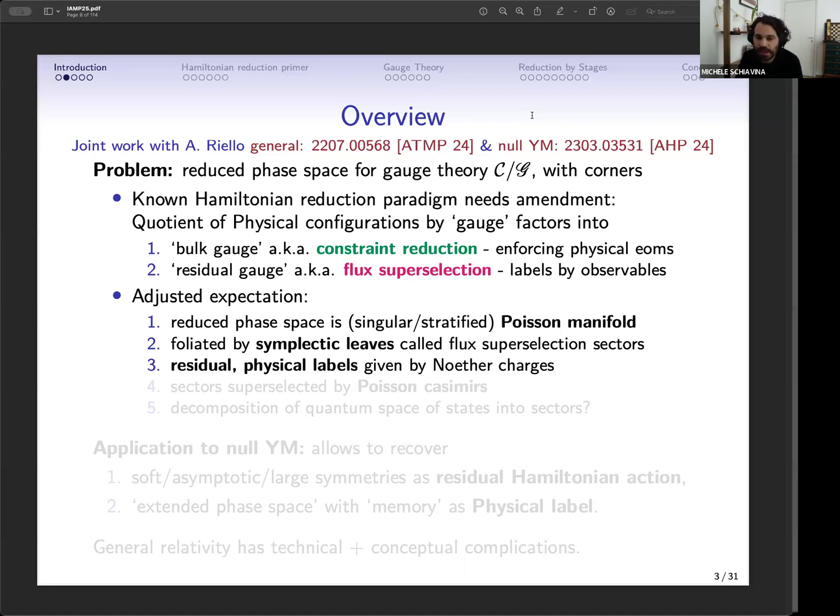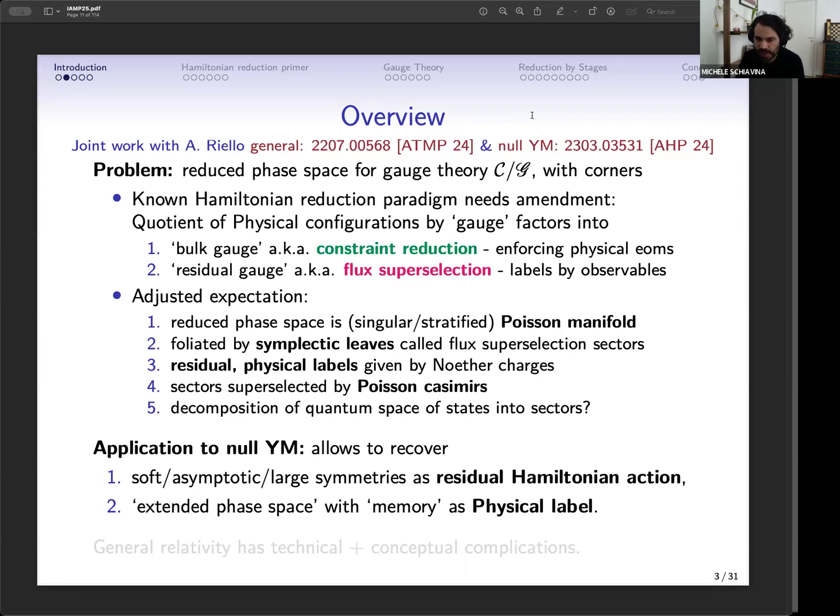Now, what is interesting is that there are some labels to these leaves, and these are physical, and they are given by Noether charges. And if you look closely at Noether's theorem, one could argue that we could have known this already back then, but okay, this is true for many things. So these leaves are superselected in the sense that they are identified by Poisson Casimirs, so functions in the Poisson algebra that commute with every other function. And it suggests, of course at the level of speculation and perspective, that the quantum space of states, whatever that will turn out to be, should be decomposed into sectors or into representations. Okay.